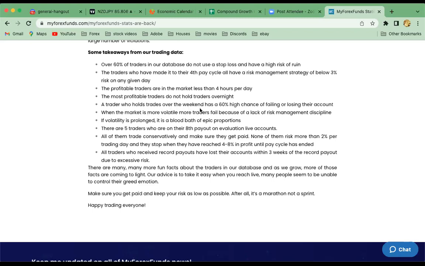A trader who holds the trades over the weekend or overnight has a 60% chance of failing or losing their account when the market is more volatile, because of lack of risk management and discipline. So basically they're telling you that if you hold your trades overnight, the only time you're going to lose is if you've over leveraged, hold your trade overnight, and you haven't got a stop loss. That's when you're going to probably blow your account, basically.